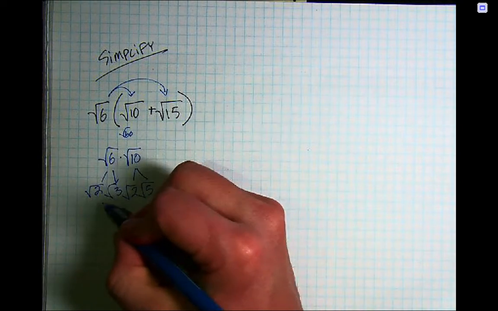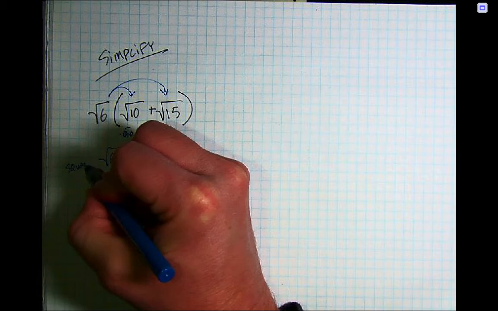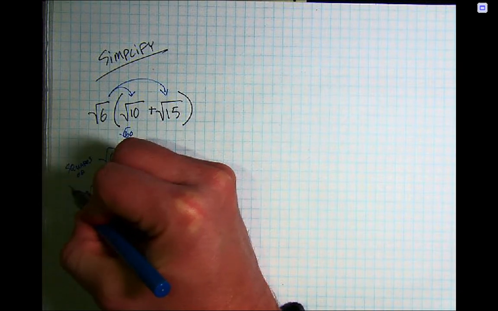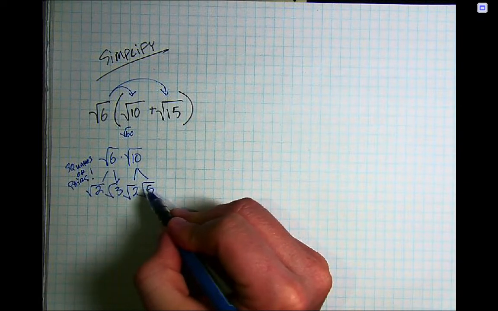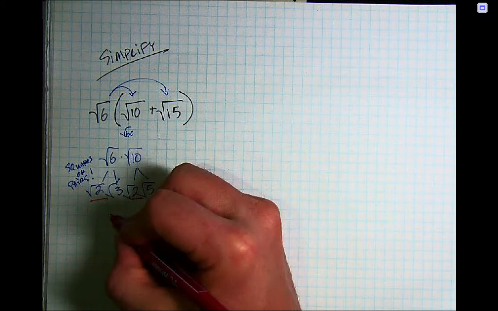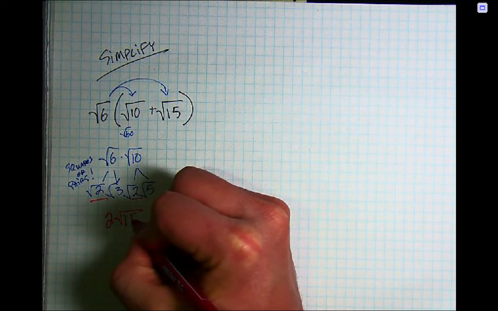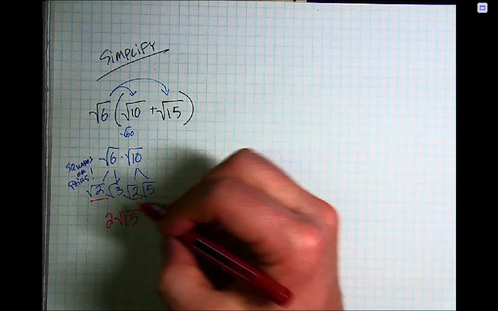And then what do we notice here? We're looking for, what are we looking for? Based on yesterday's lesson, we're looking for squares or pairs. Do we have squares? No. Do we have pairs? Yes. So I'm going to have 2 radical 15 here. Yeah? Everybody okay with that?